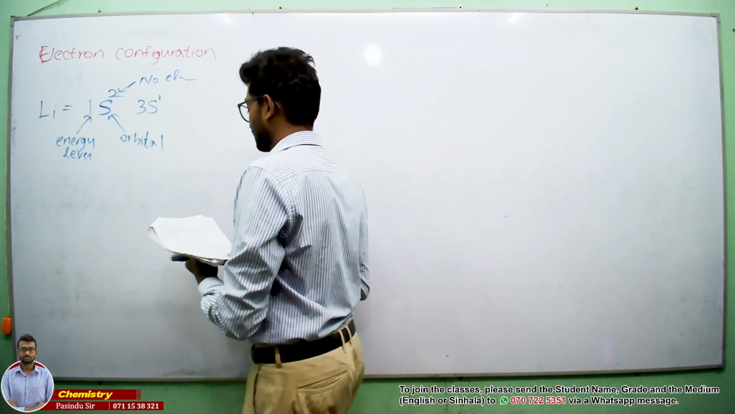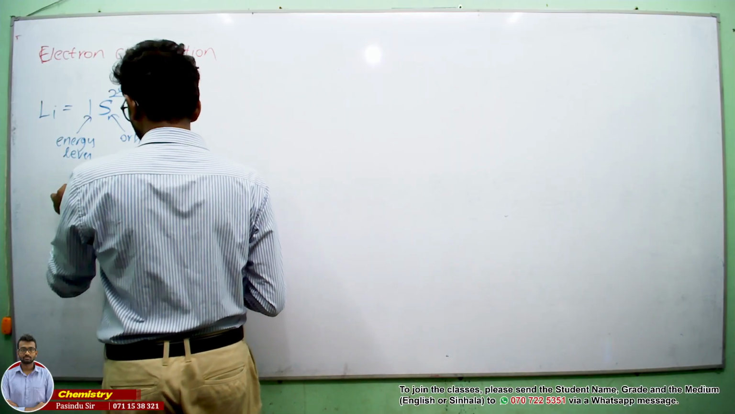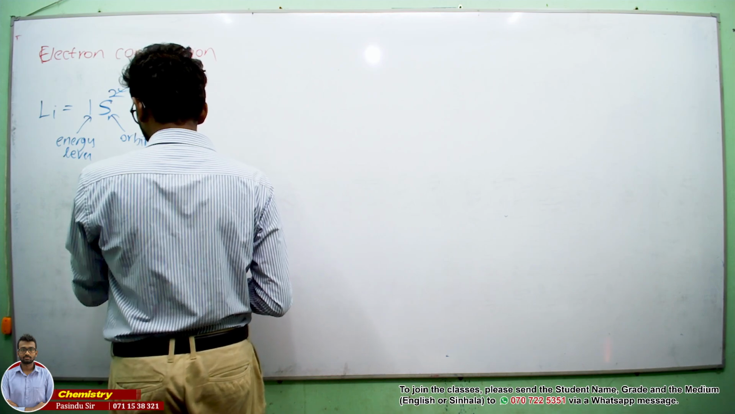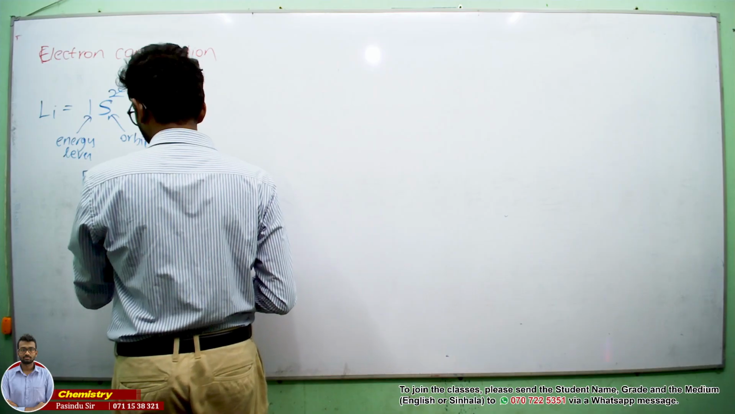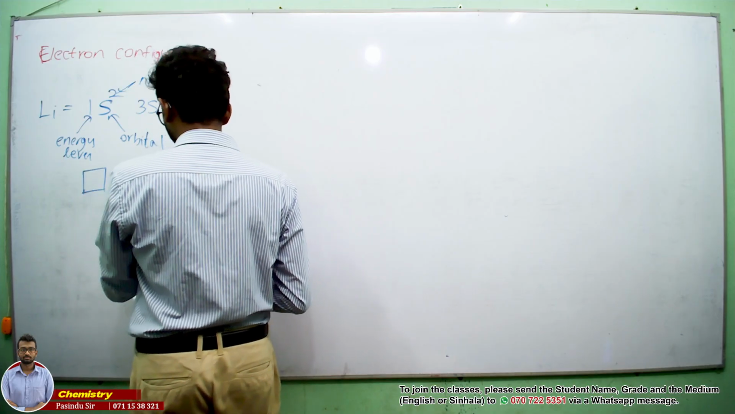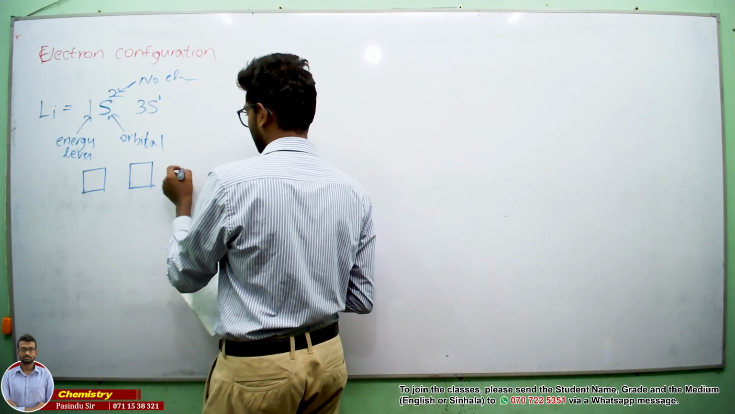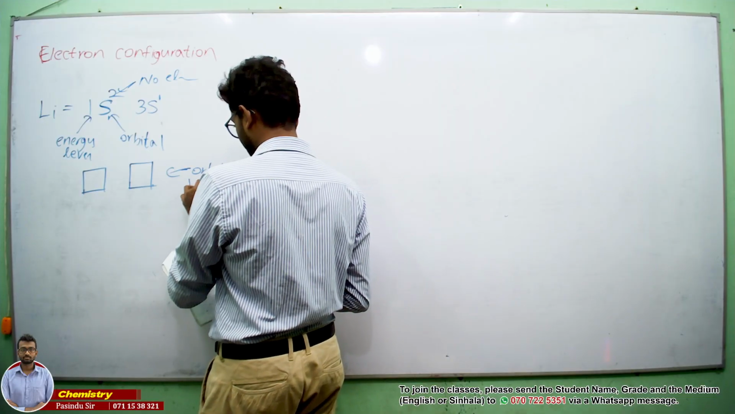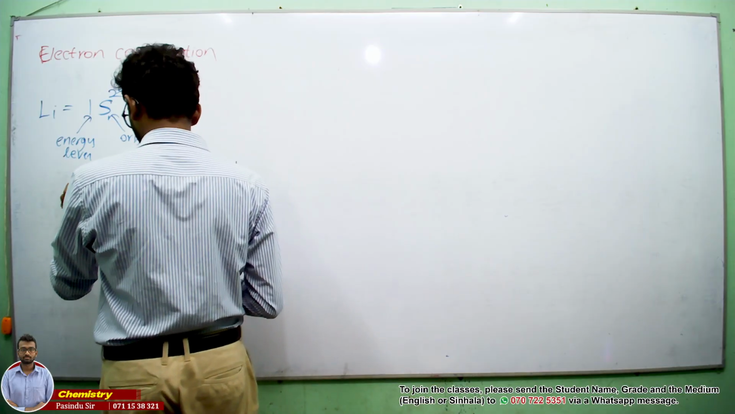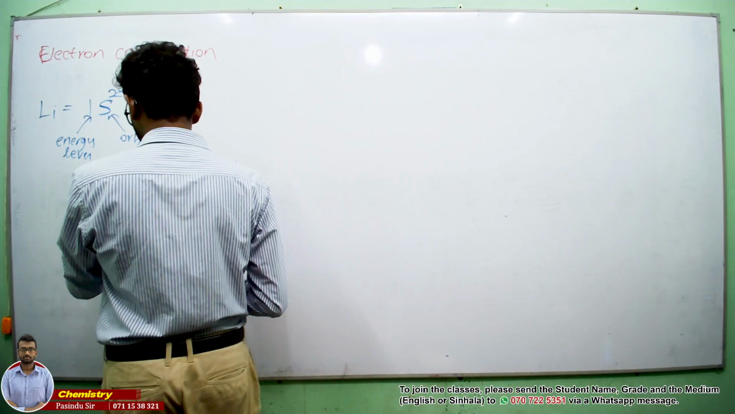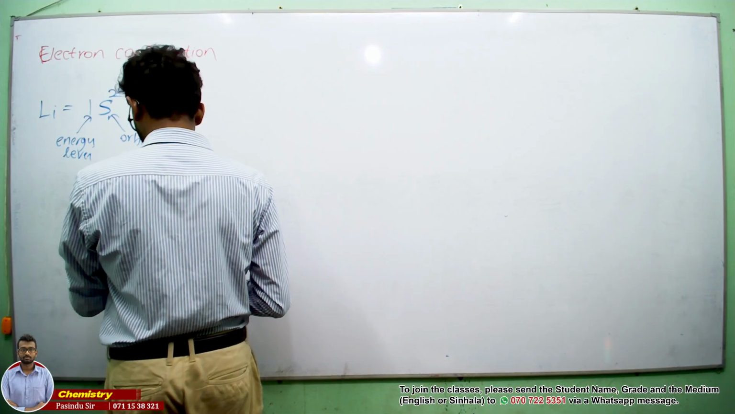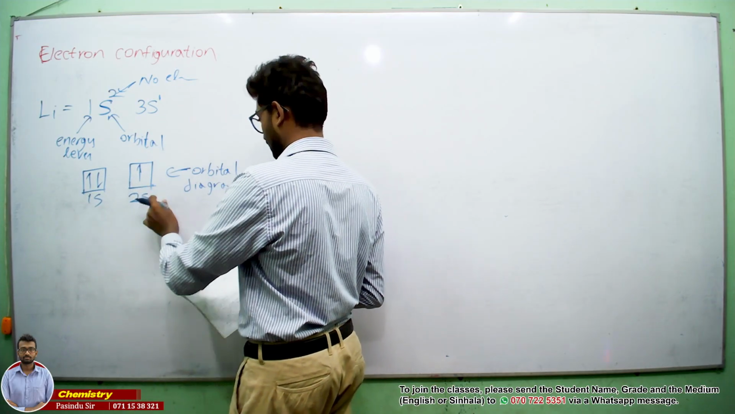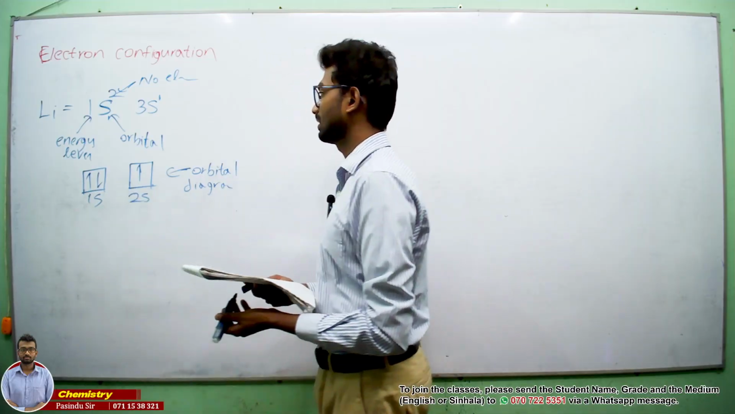There is also something called an orbital diagram. We mention the orbital using a square. One square means one orbital. This is the orbital diagram, with 1s and 2s, the exact orbitals.